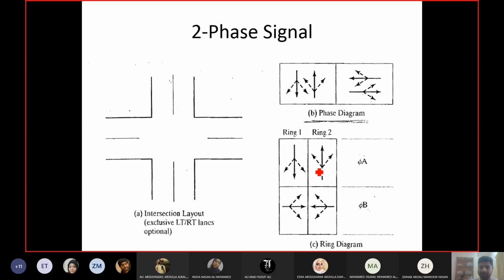But if you come to the ring diagram, you can see since this movement and this movement are from different directions, they require different rings or different controllers. So you can see them in different boxes. But these boxes are parallel to each other. Parallel means the movements are happening at the same time.